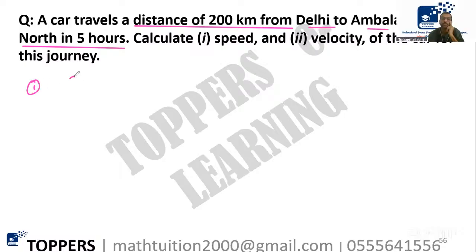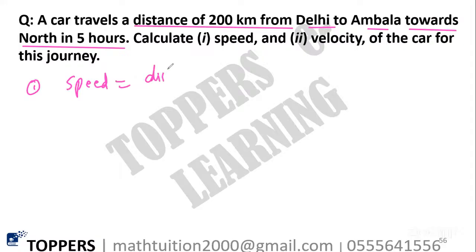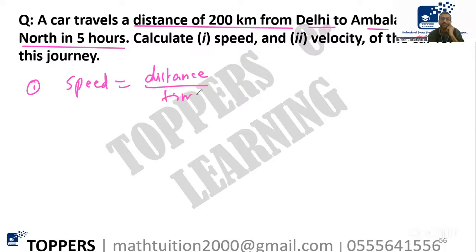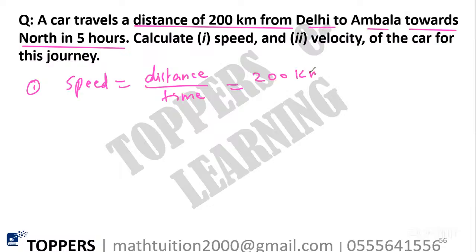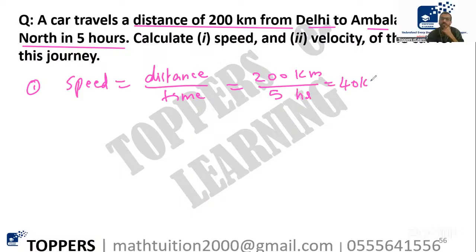First one, speed. What is the formula? Total distance by total time. What is the distance here? The car travelled 200 kilometers. How much time? 5 hours. So it is 40 kilometers per hour.